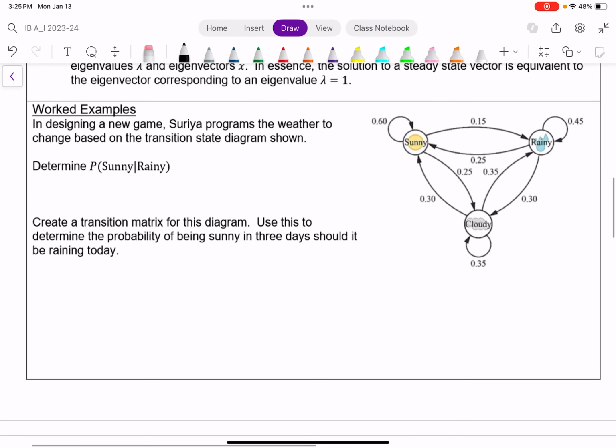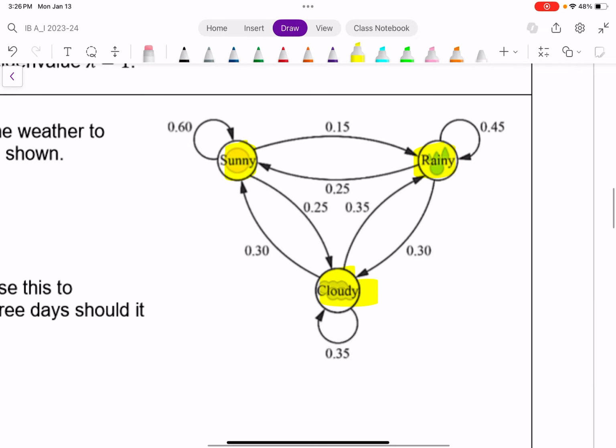So this diagram here, called the transition state diagram, shows you how the probability of three different states relate to one another. For example, let's focus on it being sunny, let's be optimistic. If it's sunny right now, we can see there's a 60% chance it'll be sunny tomorrow, a 15% chance it'll be rainy tomorrow, and a 25% chance that it'll be cloudy tomorrow. That's how we read this sort of diagram.